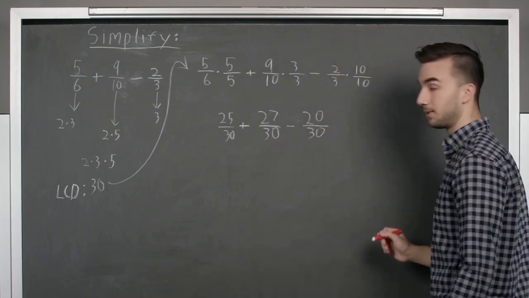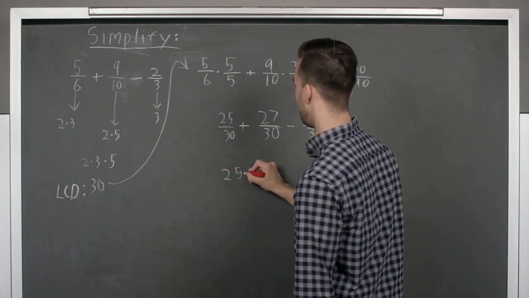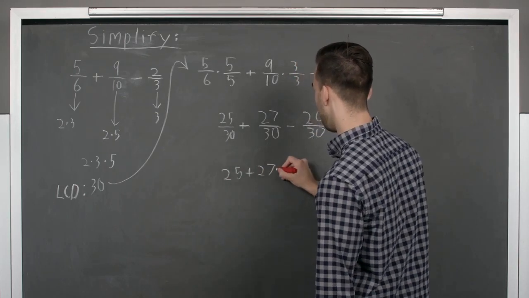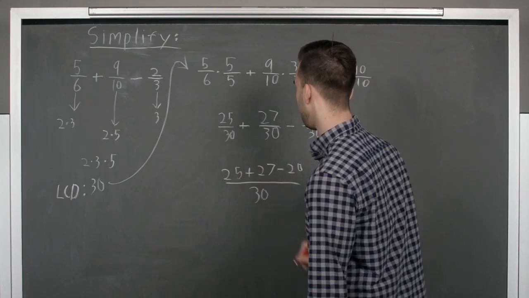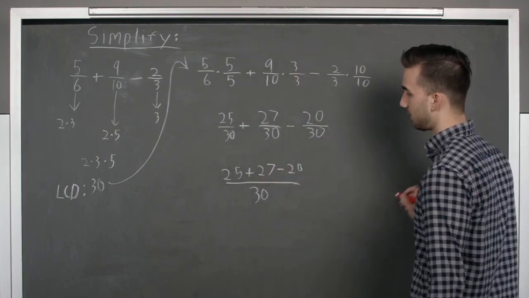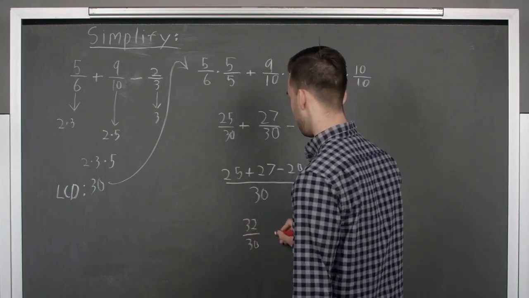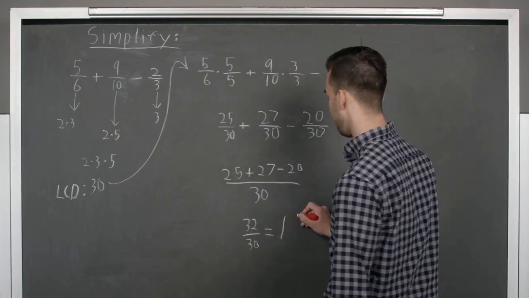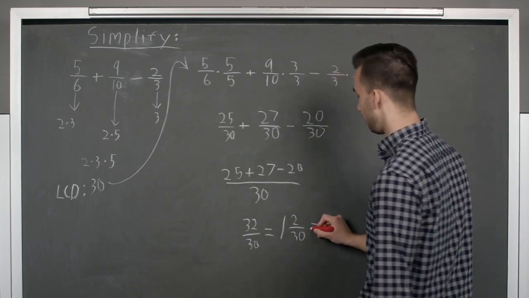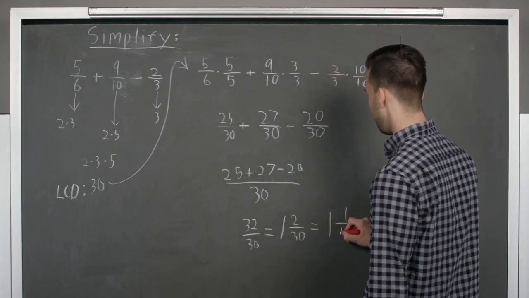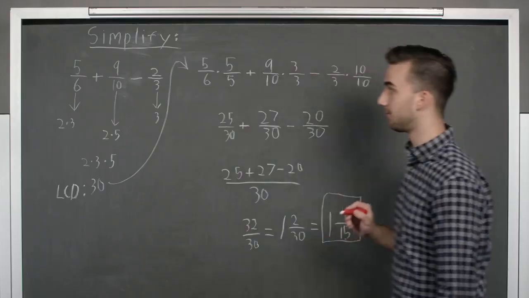Then we can combine these because they have the same denominator. So 25 plus 27 minus 20, all over 30. If we simplify this, that gives us 32 over 30, which can also be written as 1 and 2 over 30. If you want to simplify that even more, we can write that as 1 and 1/15. That is our solution for this example.